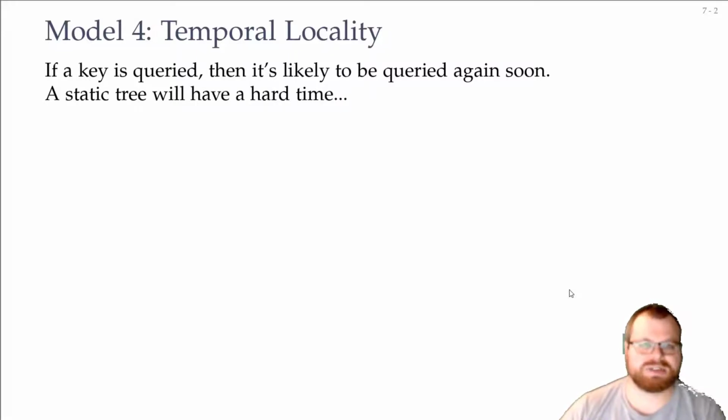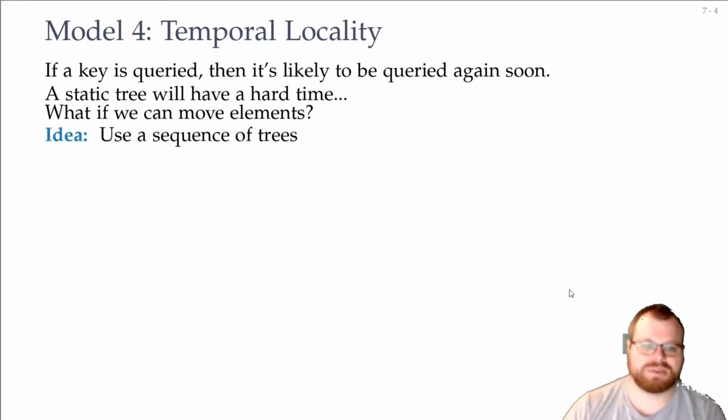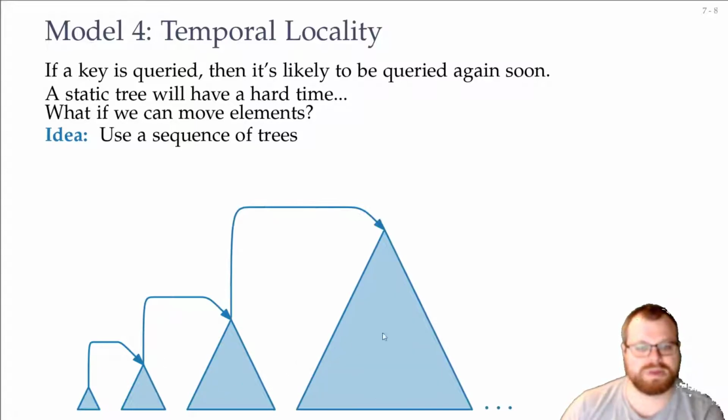If we have a static tree, then this will be very tough. So we somehow have to allow the tree to change. For example, we can move elements around. And the idea I want to present you here is that we use a sequence of trees. So each of them is a balanced tree. We have one tree with just 2 levels. Then we have one tree with 4 levels that is linked. Then we have one with 8 levels, one with 16 levels, and so on. So we always double the number of levels that we have.